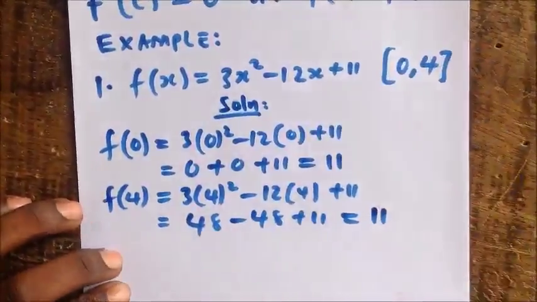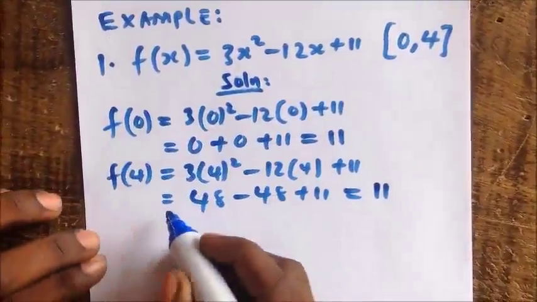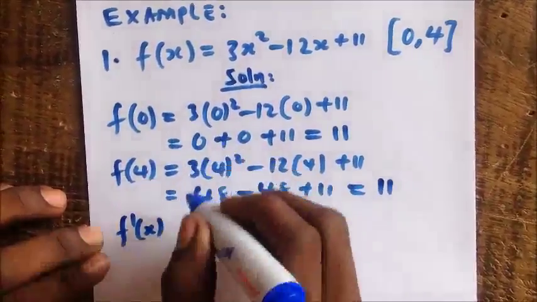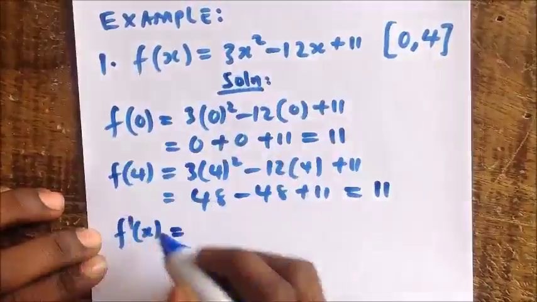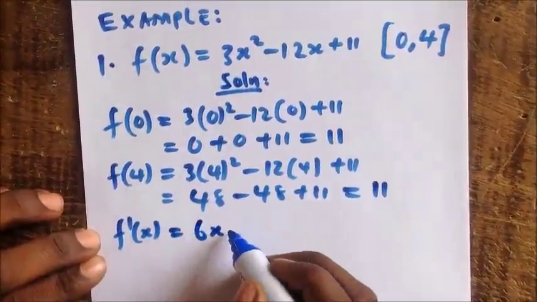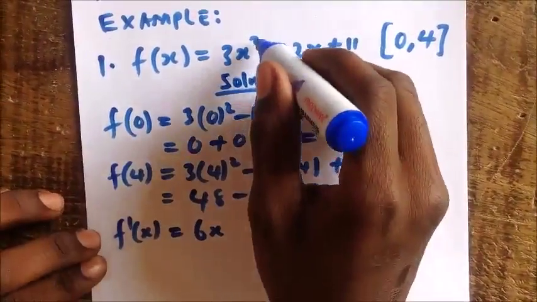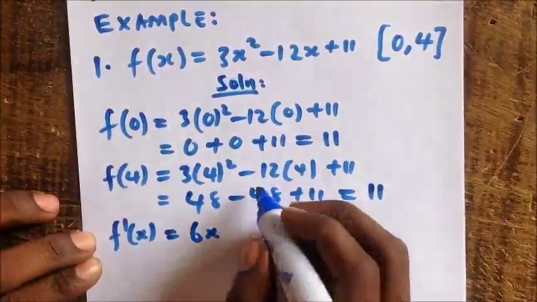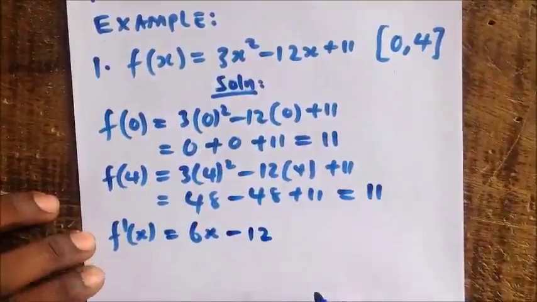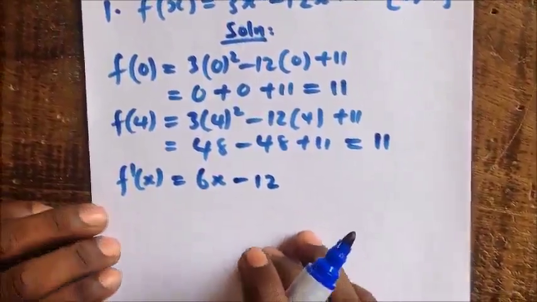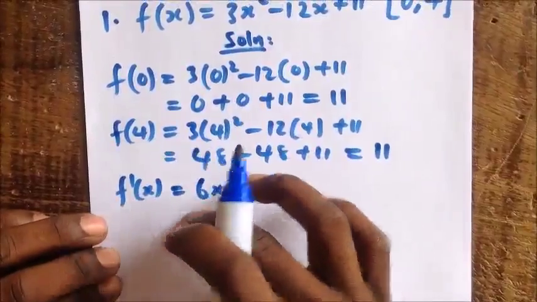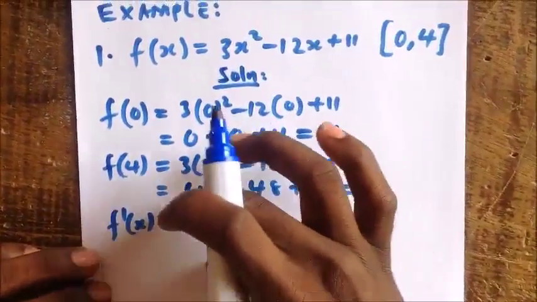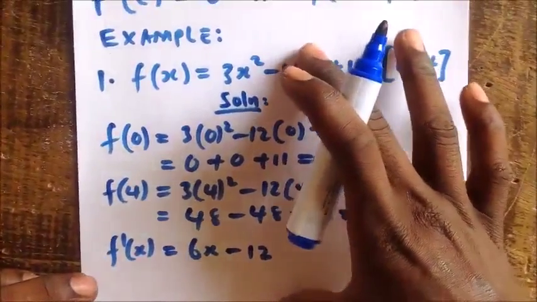So let's see whether the function is differentiable or not. Can we differentiate the function? We now say f prime of x, that is the first derivative of the function, is equal to the derivative of 3x squared, 6x, because you have to multiply the power by the coefficient, then reduce one from the power, since it is an algebraic function. Derivative of minus 12x, minus 12. Yes, the function is continuous, and the function is differentiable. Therefore the function satisfies the hypothesis of Rolle's Theorem.